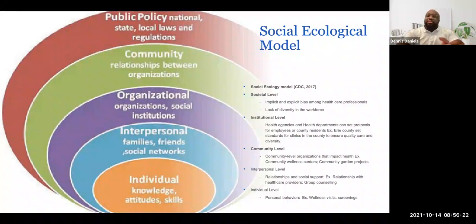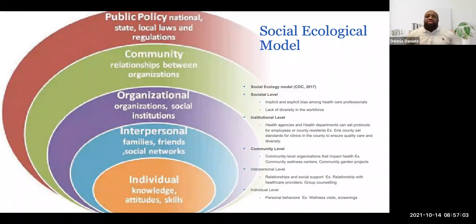Looking at the community level, for example, community level organizations that impact health, community wellness centers that provide services and resources to underprivileged communities who may have accessibility barriers, and community gardens that can be used, as I mentioned earlier, to challenge food insecurity among areas that have been described as food deserts, or deprived of nutritious sources of food, can have a community level impact on this particular issue.